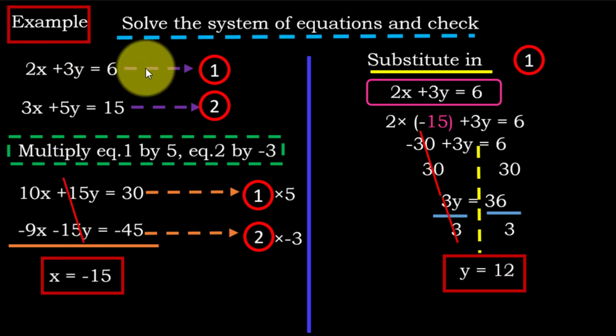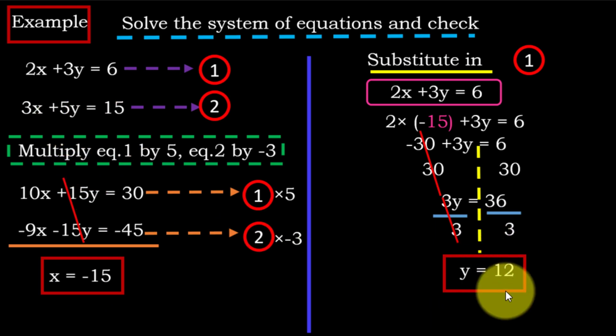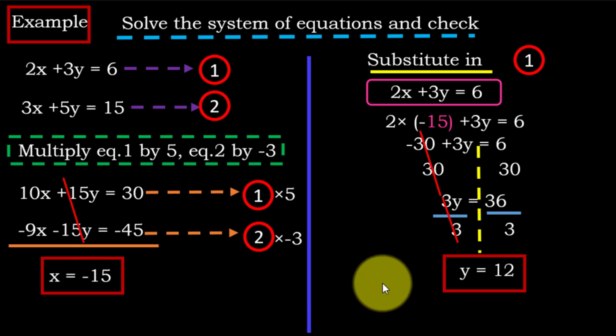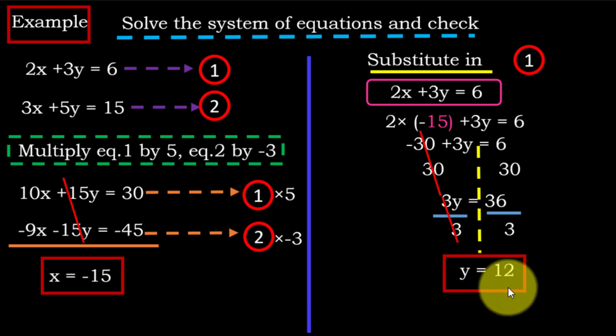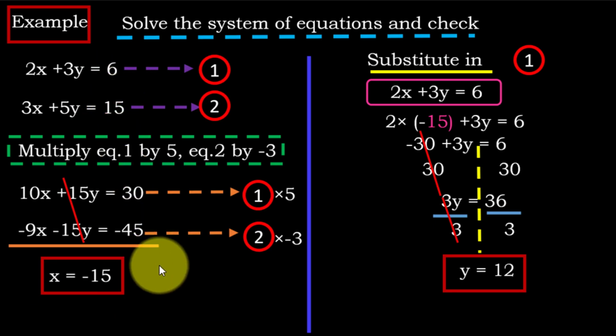Go to equation number 2, 3x, so 3 times negative 15 will be negative 45, and 5y, 5 times 12, will be 60. Now negative 45 plus 60 will be 15. Now the left hand side equals the right hand side, so x equals negative 15 and y equals 12 is a solution for the first equation and the second equation. Now your answer is correct.